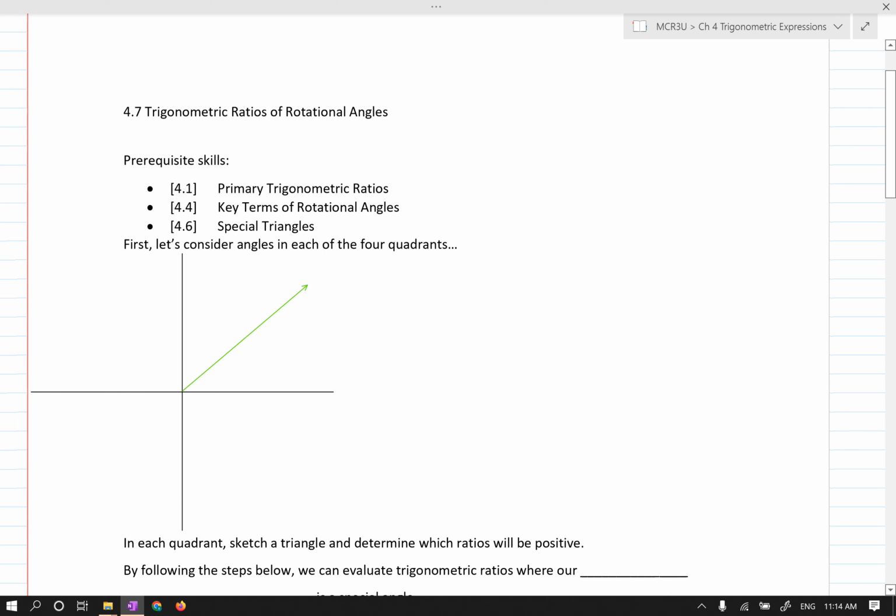Right, folks, so in lesson 4.6, you learned how to evaluate some trig ratios for certain angles. Those angles came from our special triangles, and those angles were 30 degrees, 45 degrees, and 60 degrees. And we're going to take advantage of that skill.